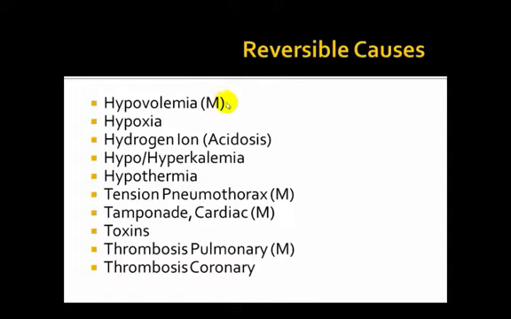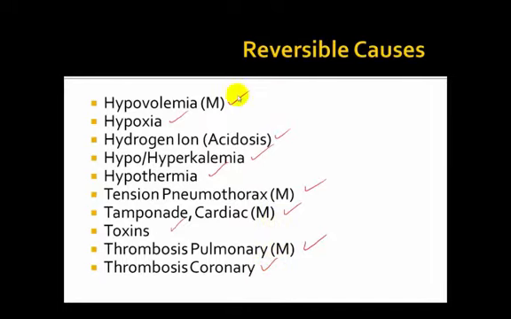The ones that are outside here that have an M on them are all mechanical causes. Example of this, hypovolemia. If you bleed out, you don't have enough to generate cardiac output. It may look great on the monitor, but may not be able to generate an adequate amount of cardiac output. Hypoxia is another cause, hydrogen ion or acidosis, hypo or hyperkalemia, hypothermia, toxins, a PE or a thrombosis, pulmonary style, and then a thrombosis coronary style or a massive heart attack.